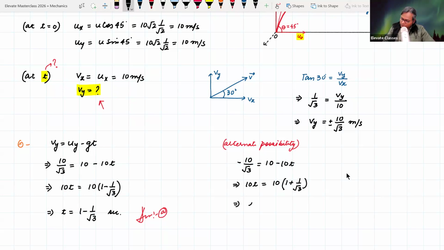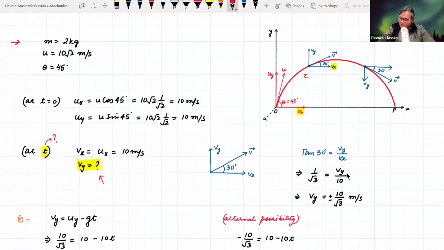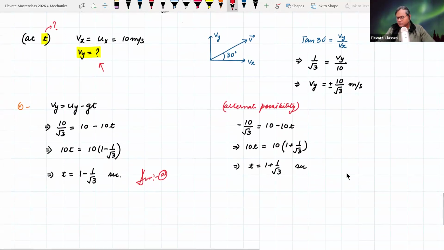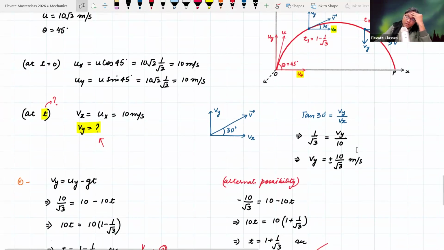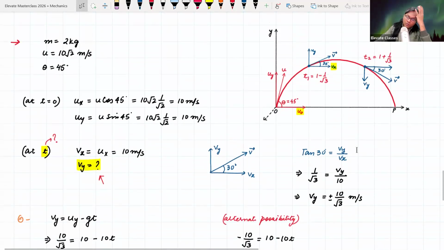Okay, so therefore t is equal to 1 plus 1 upon root 3 seconds. So essentially, the first configuration is achieved at t1 is equal to 1 minus 1 upon root 3 seconds. And the second configuration is achieved at t2 is equal to 1 plus 1 upon root 3 seconds. That's it. Clear here? The whole point is that you should be able to use whatever tools are at your disposal to solve the problem at hand.